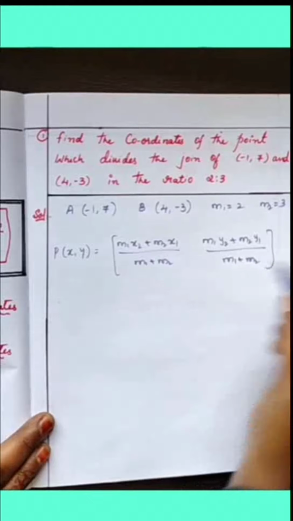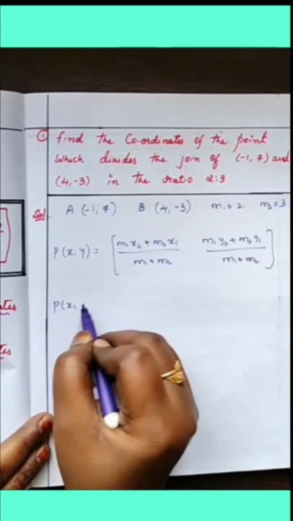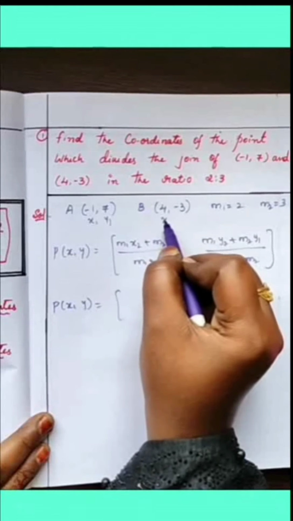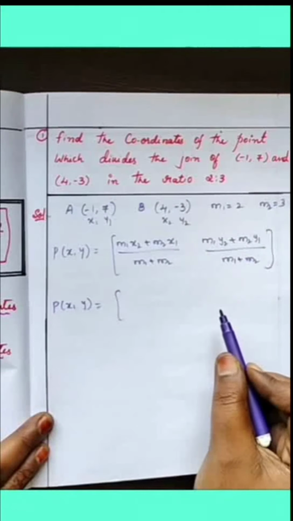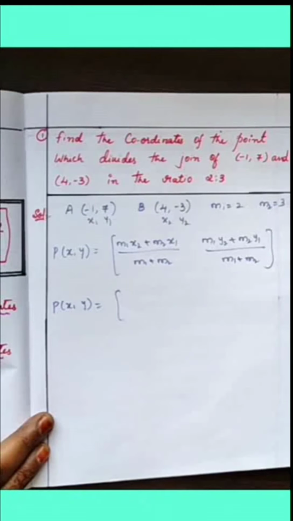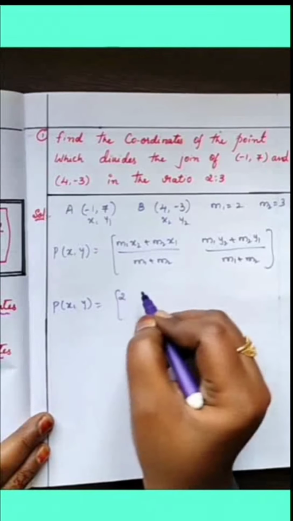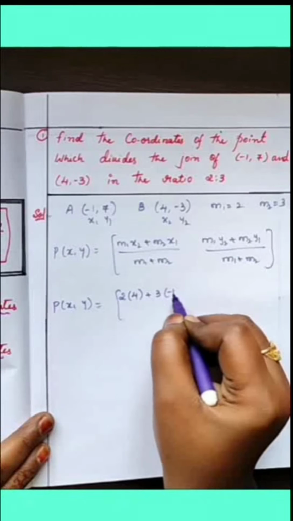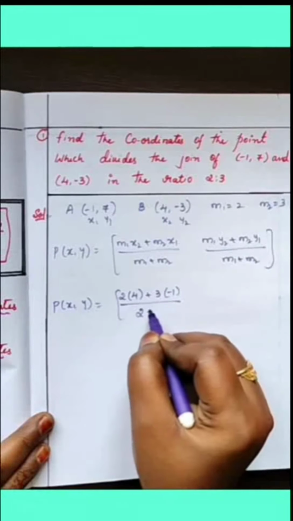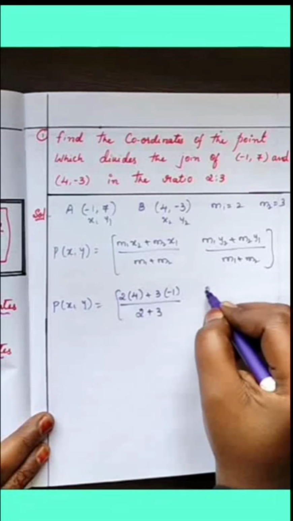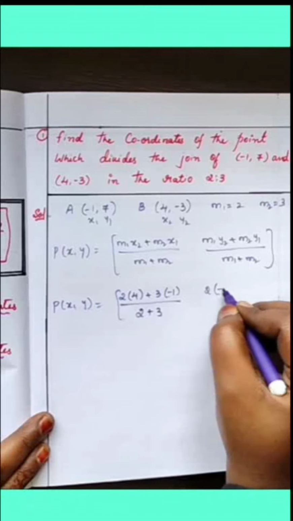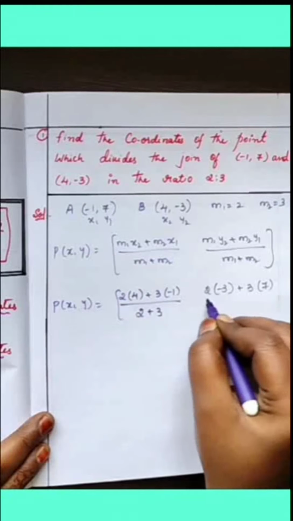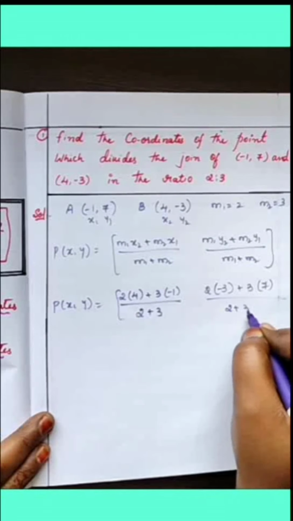Now what we have to find? We have to find the value of P(x, y). Consider this as x1, y1 and this as x2, y2. Substitute all these values in this formula. m1 value is 2, x2 is 4, m2 value is 3, x1 value is -1, divided by 2 plus 3. Then m1 value is 2, y2 value is -3, m2 value is 3, y1 value is 7, divided by 2 plus 3.